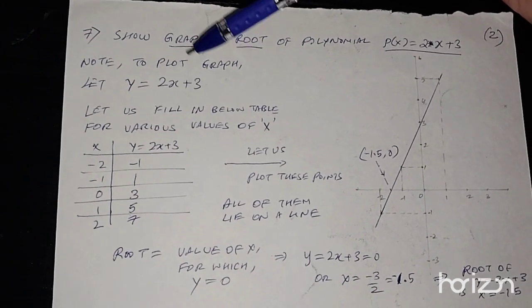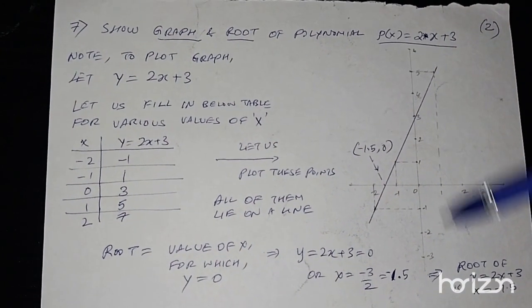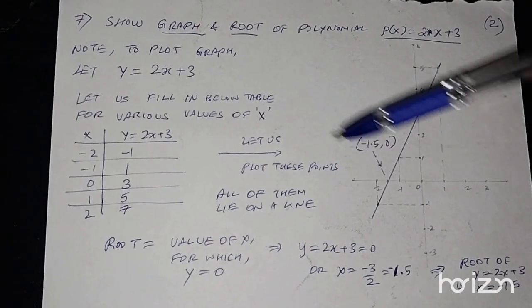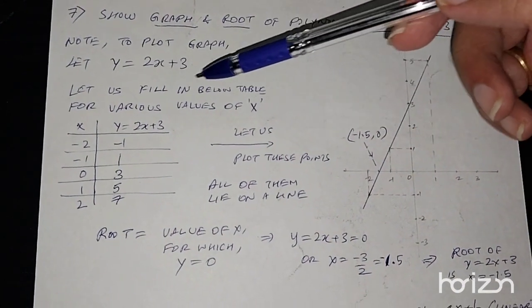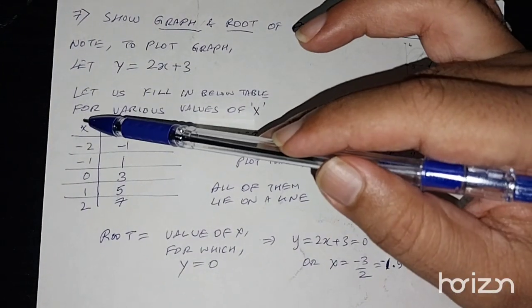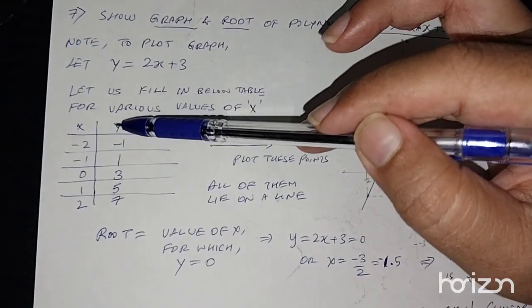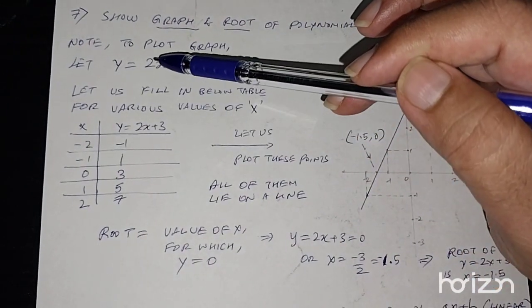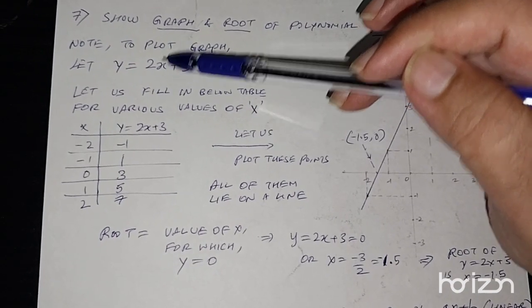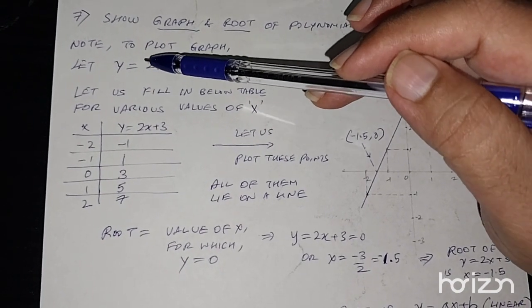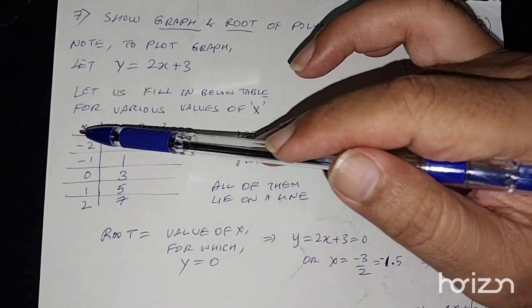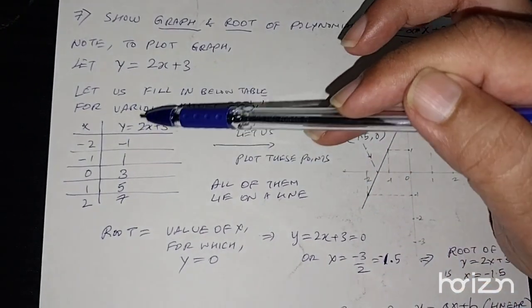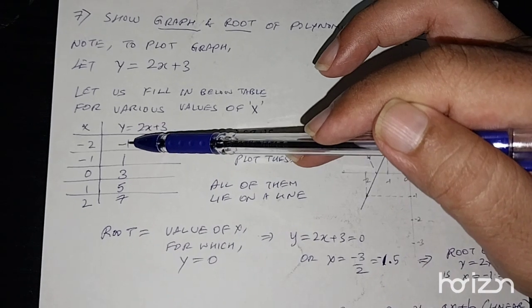Because we have to show the graph on a 2D coordinate system, you need x and y values to plot the graph. Let us fill the table below. When x is equal to minus 2, what is y? If you substitute minus 2 in here, you'll get 2 into minus 2, minus 4, plus 3, that is minus 1. So when x is equal to minus 2, y is equal to minus 1.